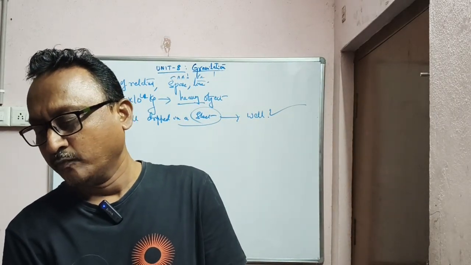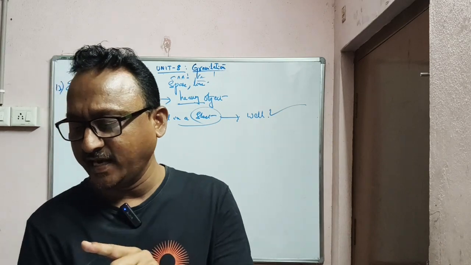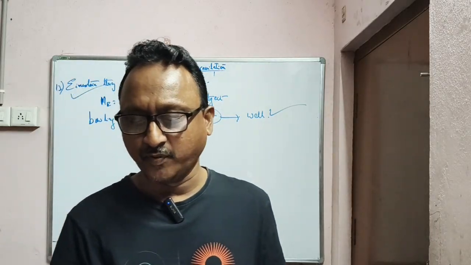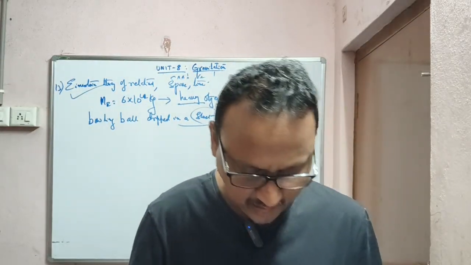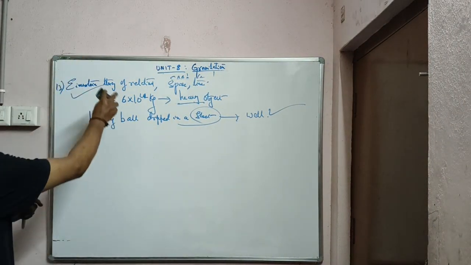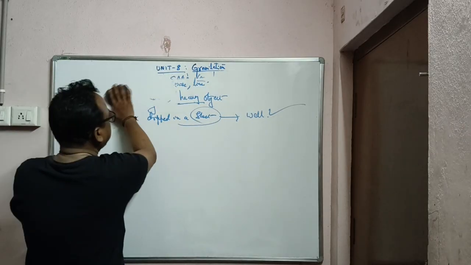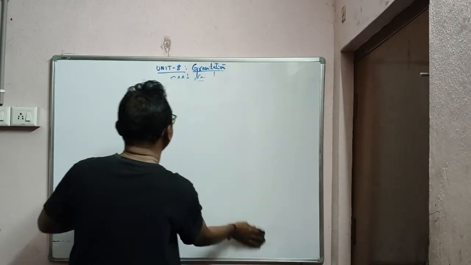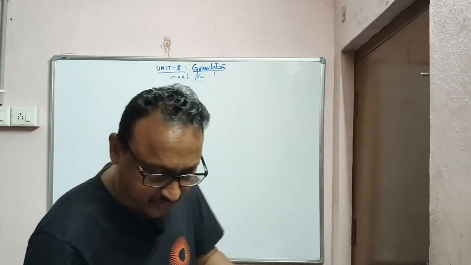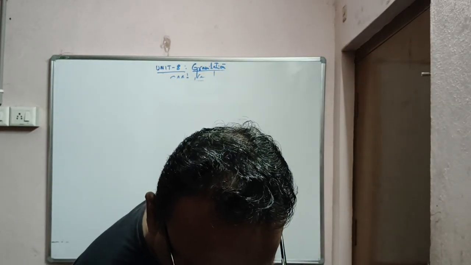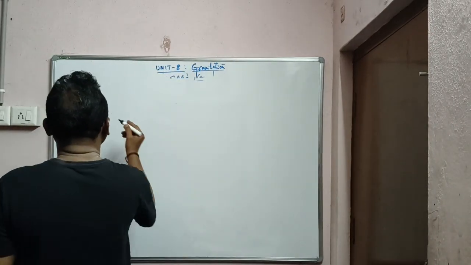14th one: prove that if two spheres of the same material, mass and radius are put in contact with each other, then the gravitational attraction between them is directly proportional to the 4th power of their radius. This is a problem, I'll do it. The previous one is finished, based on Einstein's theory of space and time. So the earth is a heavy object, treated like a ball dropped into a well. Next one, 14: prove that two spheres of same material, mass and radius.